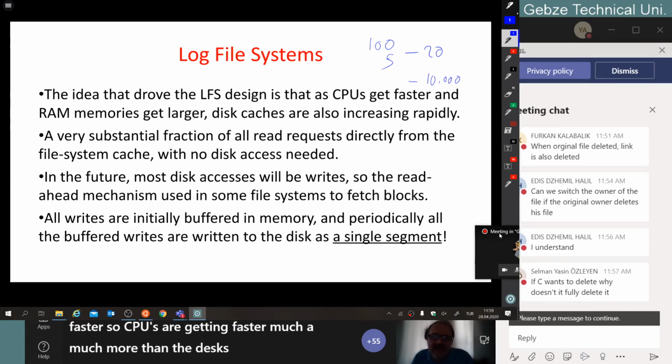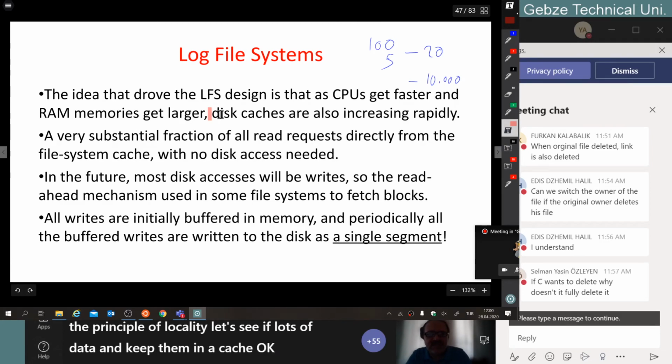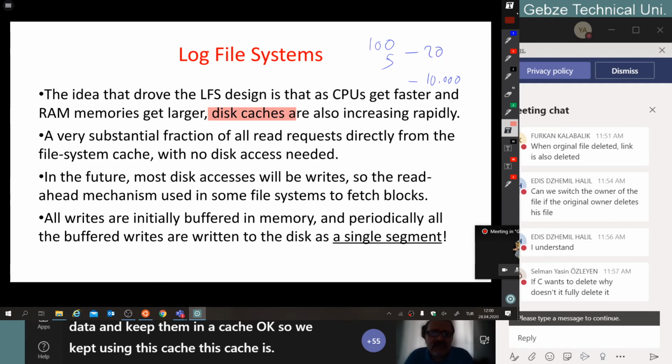So CPUs are getting faster much more than the disks, and we are getting much larger memories. So the idea is, when we read data from the disk, it is expensive. Let's read lots of data because of the principle of locality. Let's save lots of data and keep them in a cache. So we kept using these caches. It looks like this is so efficient. Most of the time, I don't need to go to disk to read some data. I read most of my data from the disk cache.